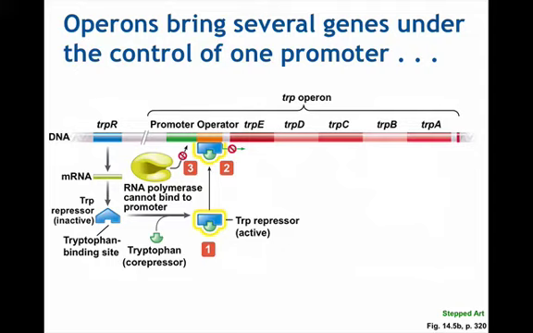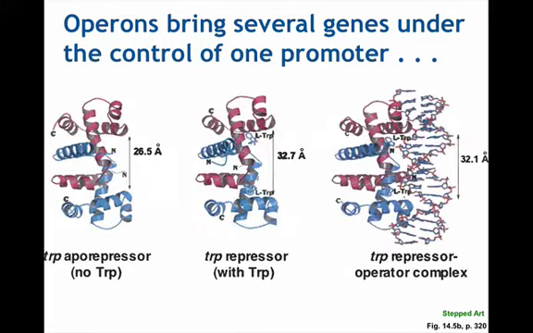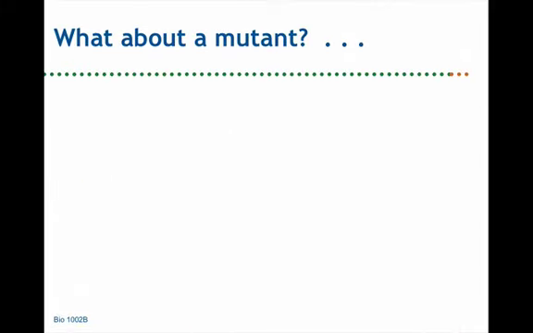All right. Excellent. Okay, so that's the basic system. If trip is available, it binds the repressor and shuts off transcription. So now, let's think like geneticists. This is the drawing part.